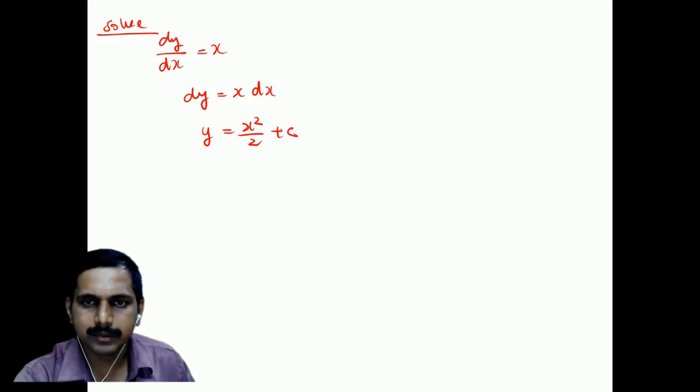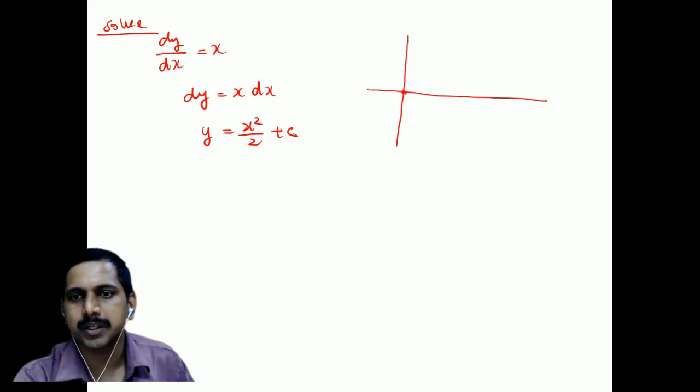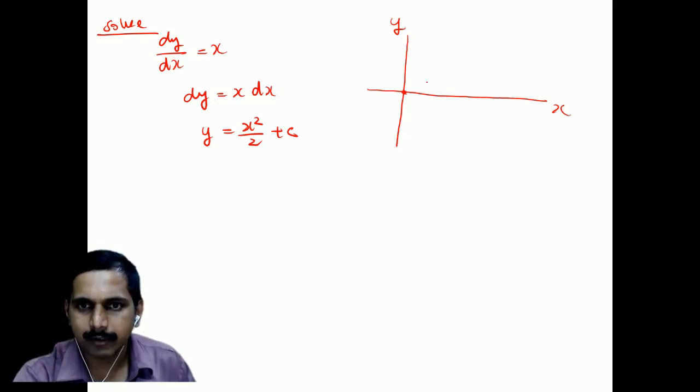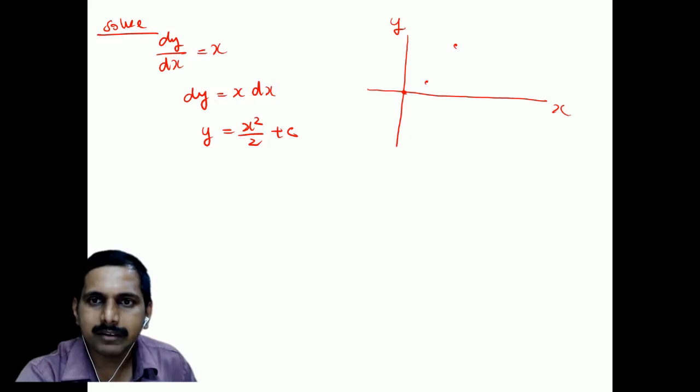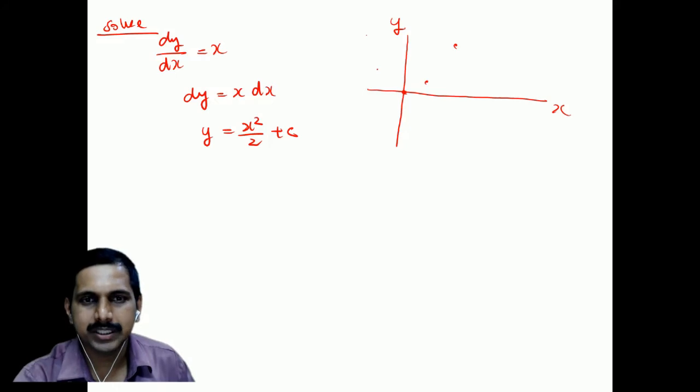Let us plot it. You have to start from a point. Say at x is equal to 0, y is equal to 0. If I start with that, c is equal to 0. Then this is a particular solution starting from here. Y is equal to x square means what? At x is equal to 1, y is equal to 1. At x is equal to 2, y is equal to 4. At x is equal to 3, y is equal to 9. Similarly on the minus side, it goes like this.